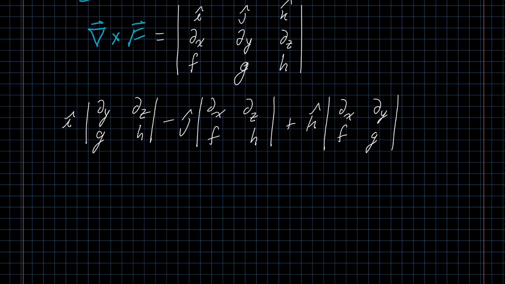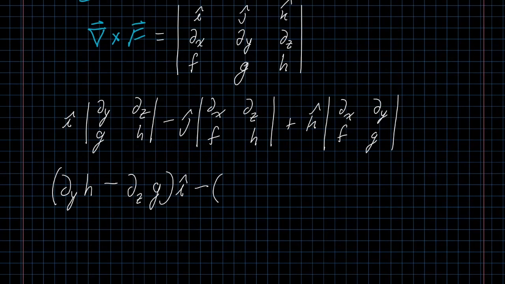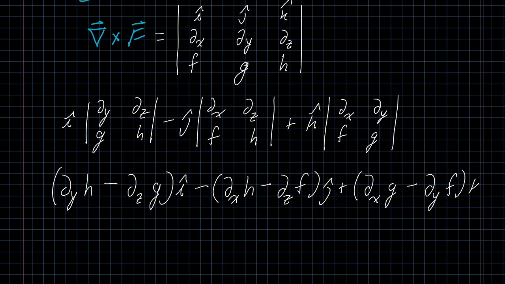And so we'll have the partial with respect to y of h minus the partial with respect to z of g in the i direction. We will have partial with respect to x of h minus partial with respect to z of f in the j direction. And we will have partial with respect to x of g minus partial with respect to y of f in the k direction.